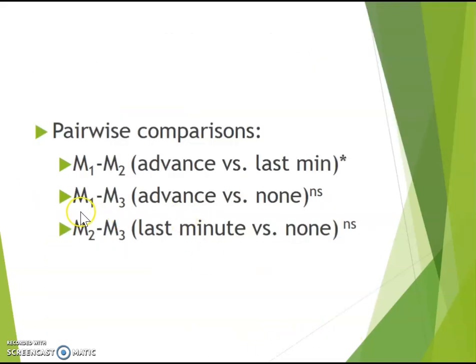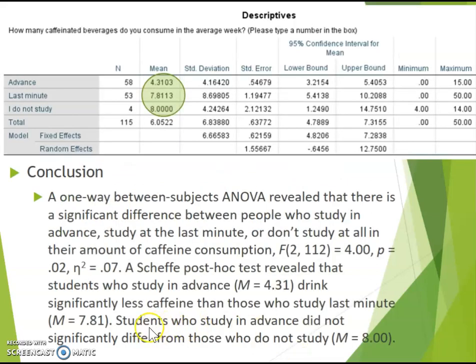So now let's talk about writing up the second pairwise comparison, comparing advanced to not studying at all. We would say something like, students who study in advance did not significantly differ from those who do not study. You'll see that I added just the mean for that not studying group in. I didn't need to add the mean for the people who study in advance since I already reported that in the previous sentence. So just make sure you've reported each of your means for your different groups once.